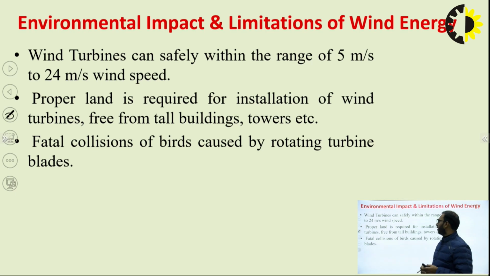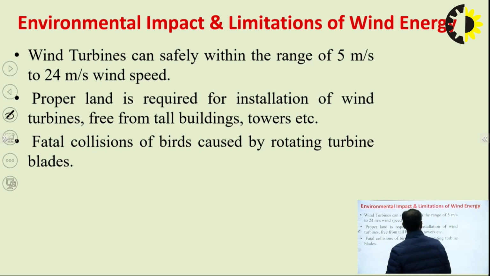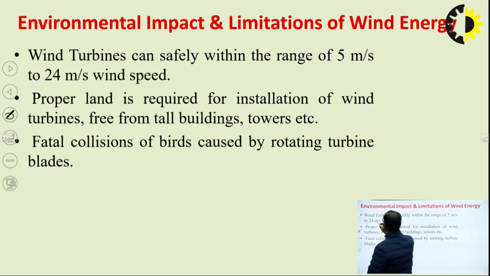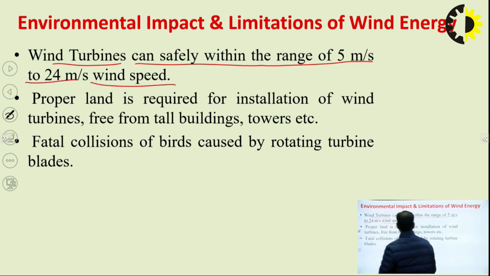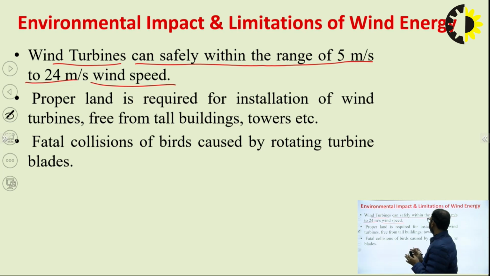Then what are the environmental impact and limitations of wind energy? The first one is that wind turbines can work safely within the range of 5 meters per second to 24 meters per second wind speed. This means wind turbines can safely work within this range, 5 meters to 24 meters per second. Below 5 meters per second, it is not possible, and above 24 meters per second of wind speed, it is not safe.